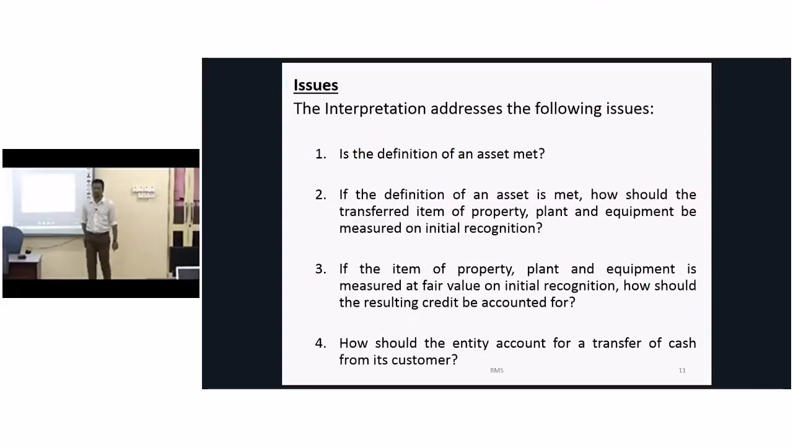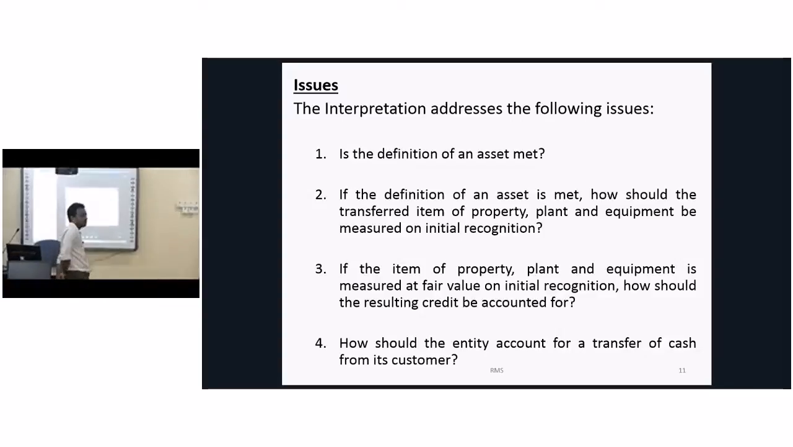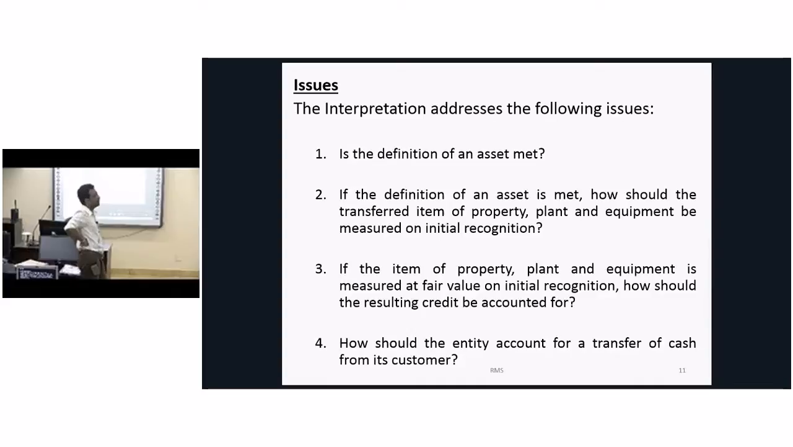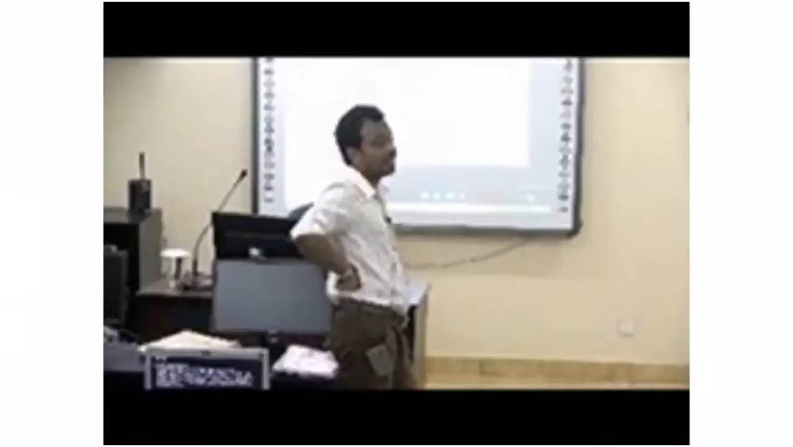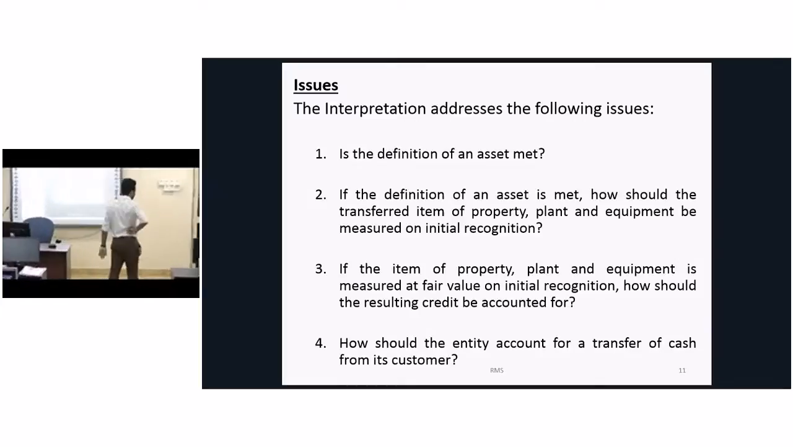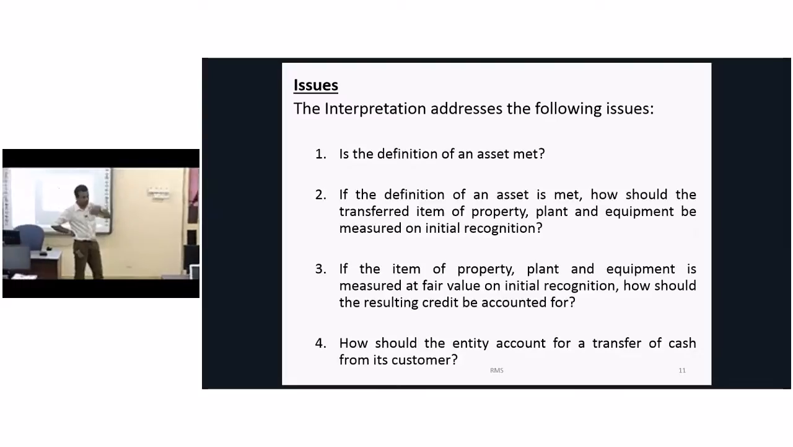Now what are the issues? International Financial Reporting Interpretations Committee guidance 18 discusses these 4 main issues. Look, only for the receiver side. Imagine how to account for the company who gets the asset as well as who gets the cash. Not the side of the customer, the person who pays cash and who gives the asset. Not that side. The person who gets cash also who gets an asset. Probably electricity board you can imagine.